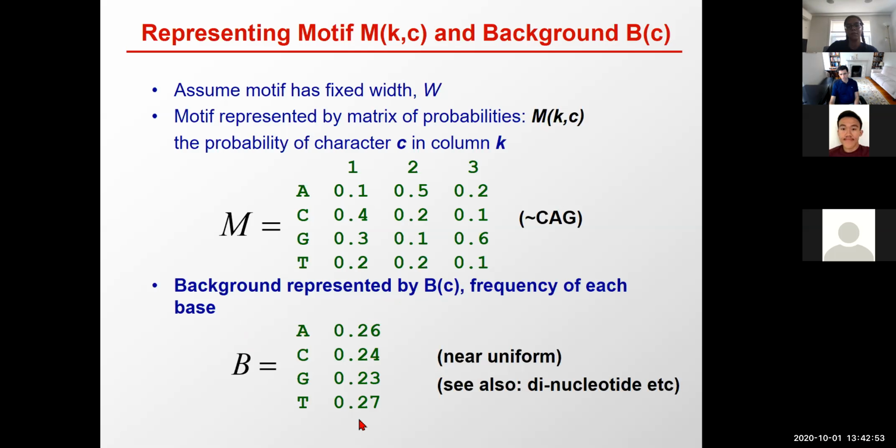So this is roughly a uniform background distribution. I could also have a very skewed distribution, for example, very high AT or very high GC. And I could also have a dinucleotide background. And every single time, what I'm going to be asking is, in a hypothesis comparison setup, how much more likely is it that the particular sequence that I'm looking at was generated by the motif versus by the background sequence, okay?